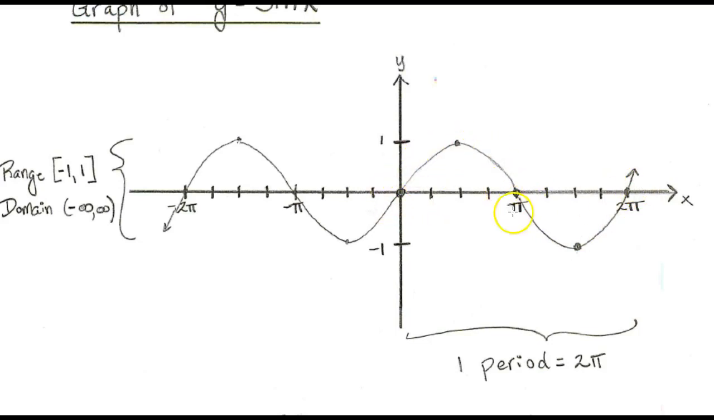So we have this wave function. Sine of 0 is 0, sine of pi over 2 is 1, sine of pi is 0, sine of 3 pi over 2 is -1, the sine of 2 pi is back to 0, and then it repeats itself again, on and on, forever and ever, and likewise in the negative direction.